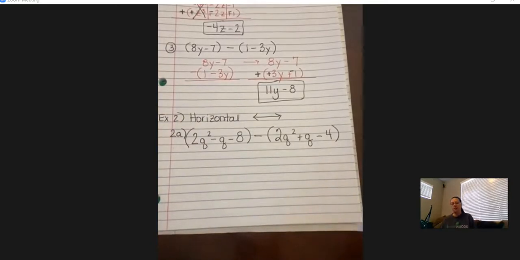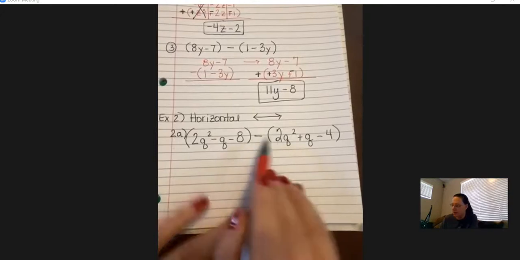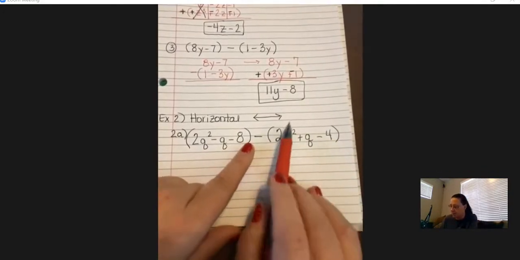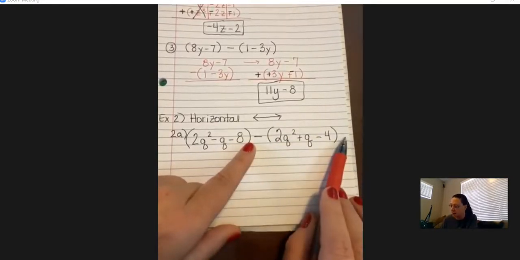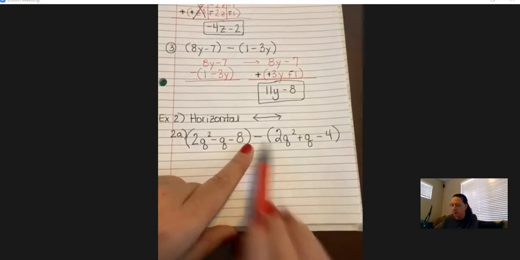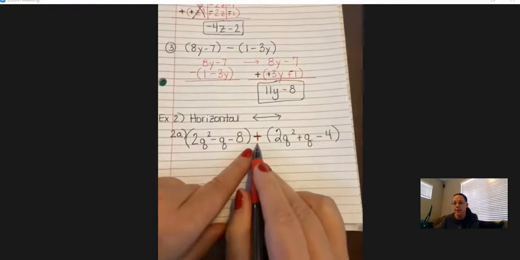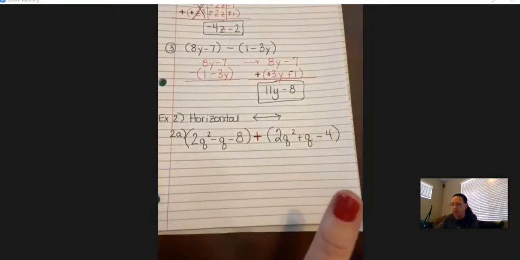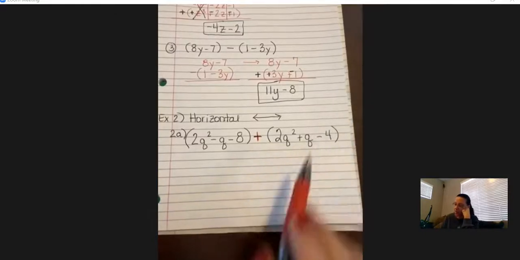Okay, for these, you have to be careful when you subtract. It's saying that every single thing inside of here is being subtracted. A lot of times people will just subtract that first one and then they don't change anything down here. So what I always do, subtracting is the same as adding. So change your subtraction to addition. It's the same as adding the opposites. You can't just change subtraction to addition and then be done. That's completely different. If you change it to addition, you have to change all of the symbols.